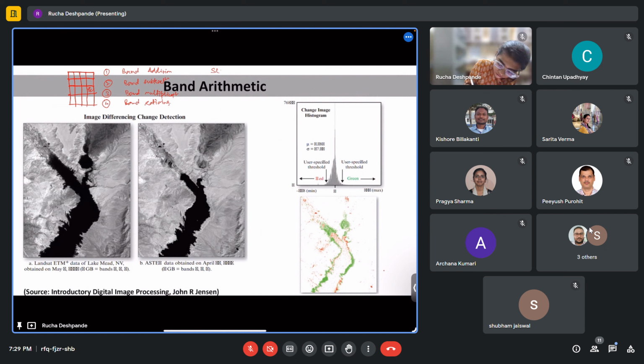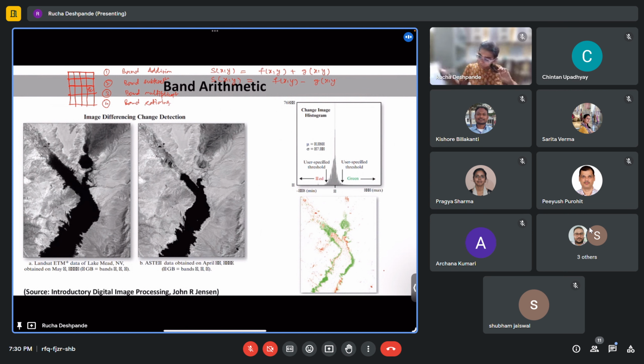So here this is per pixel wise. This is my output value, and for band addition the expression would be like this. For subtraction, and so on. So we'll look at one application of this band arithmetic.